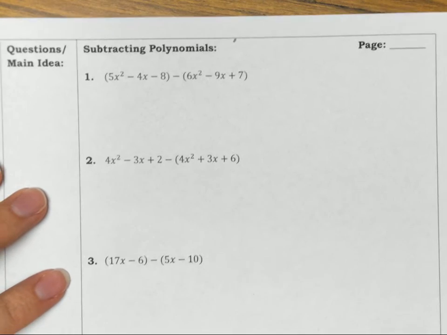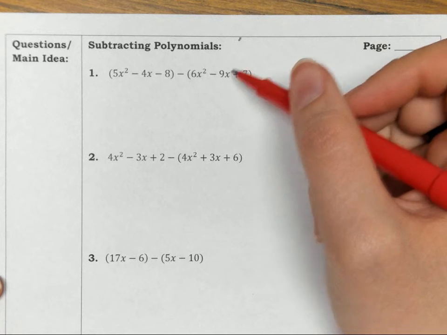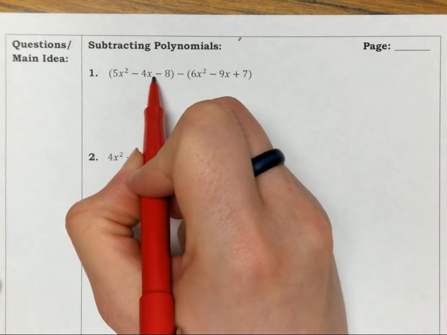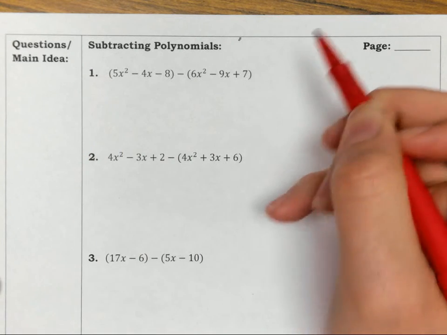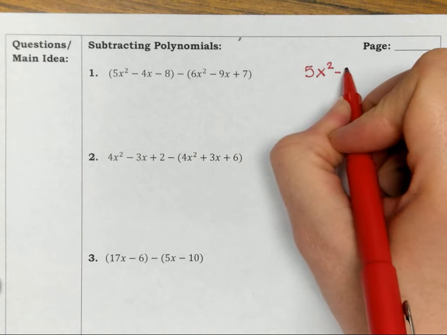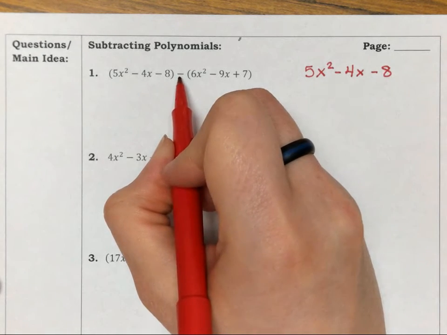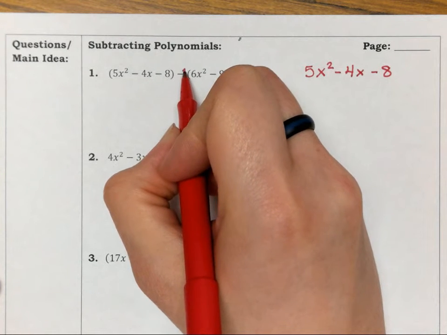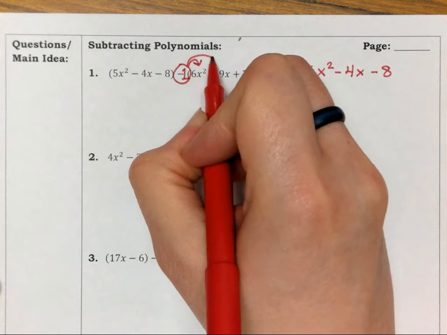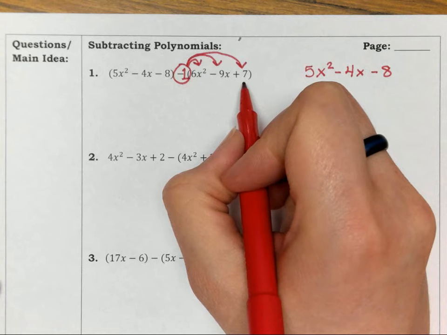This time we're subtracting polynomials. And so again, I'm going to rewrite things. Here I have 5x squared minus 4x minus 8. There's nothing out in front, so I'm going to just write that again over here. And this time I have a minus sign. And a minus sign really means that there's a negative 1, and I have to multiply that negative 1 to all of the numbers in the parentheses.